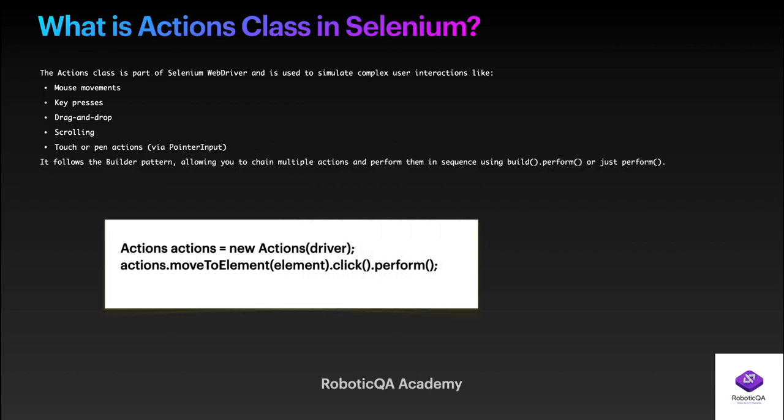This is how the code will look in Selenium Java. We'll be creating an object of Actions, Actions action equal to new Actions, providing the driver instance, and then on the actions object we have different methods available. For example, moveToElement, and we'll give the element, and then click action and perform.